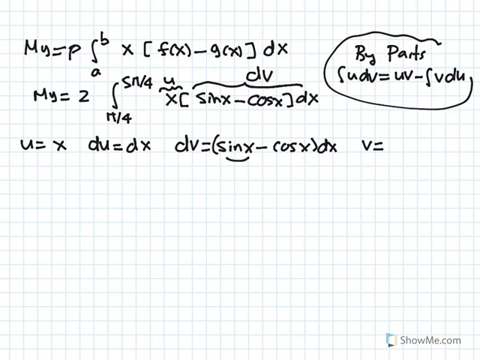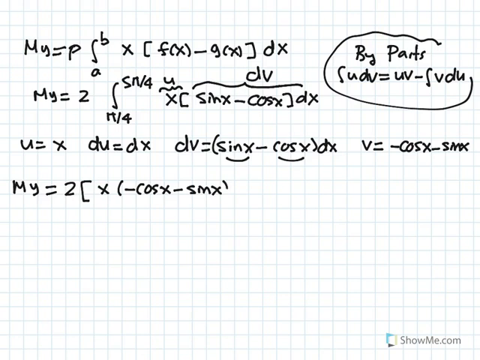And when we integrate dv, we obtain v. What is the integral of sine x? This is negative cos x. What is the integral of cosine x? This is sine x. So the moment with respect to the y-axis is equal to 2 times u times v, that's x, times negative cos x minus sine x, evaluated from pi over 4 to 5 pi over 4, minus integral from pi over 4 to 5 pi over 4, v times du.